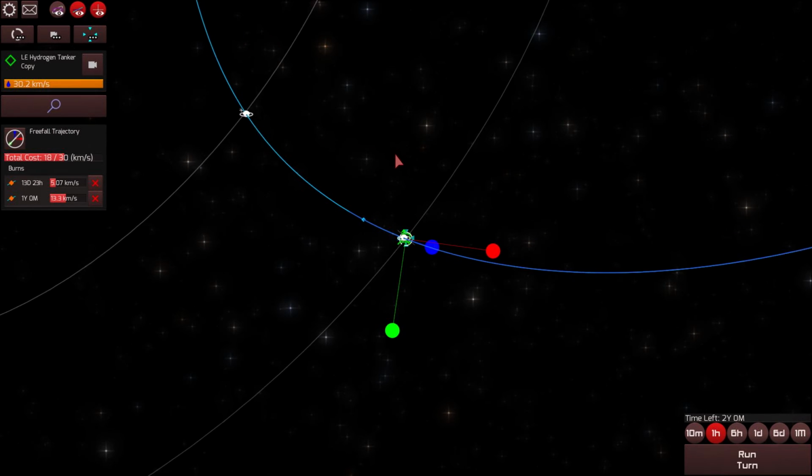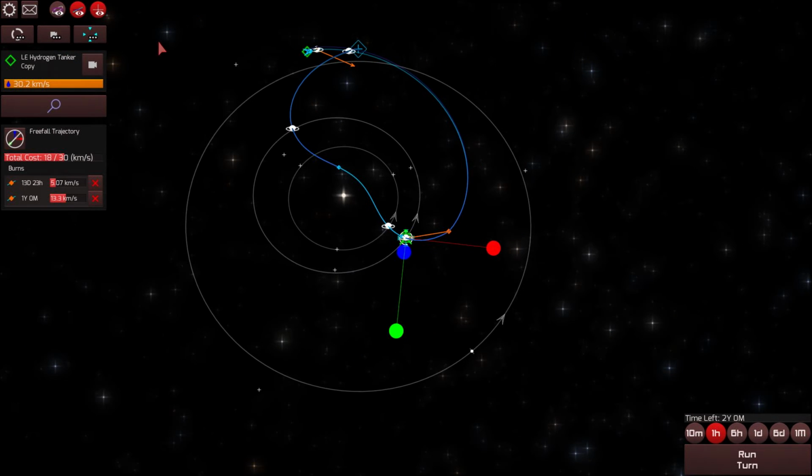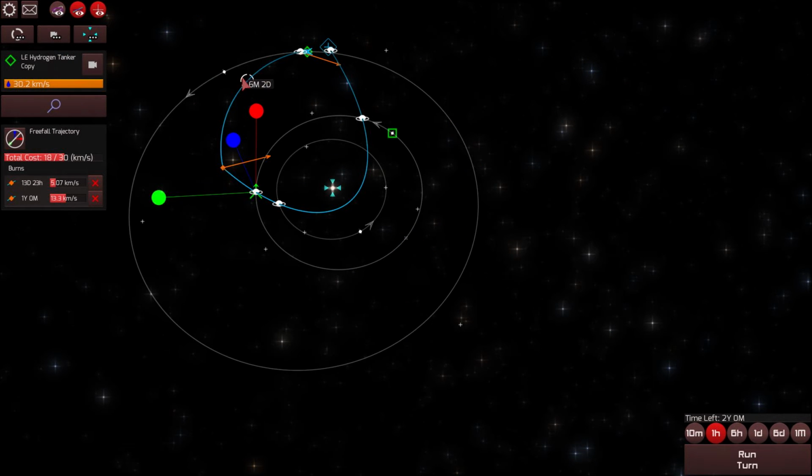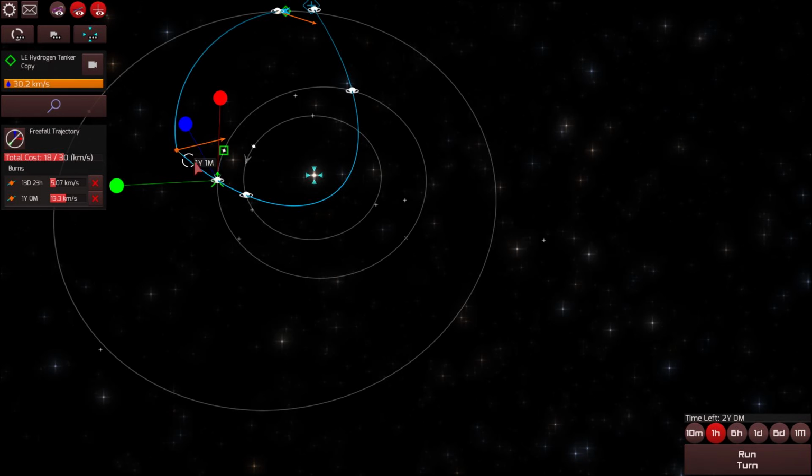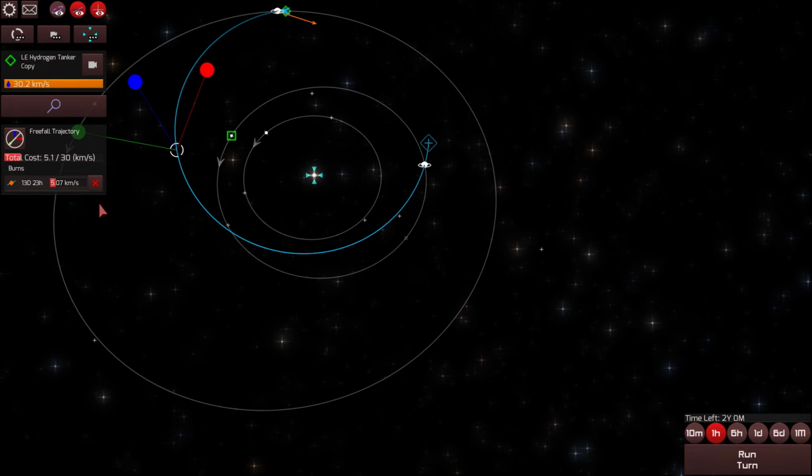So where did things go wrong? Let's look at the solar reference frame from Sol. Yeah, I think this burn here is too intense. It's bringing us in way too quick, and we are not able to slow ourselves down.